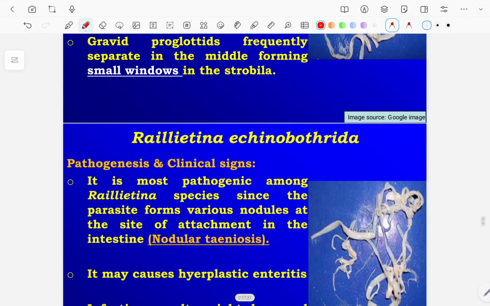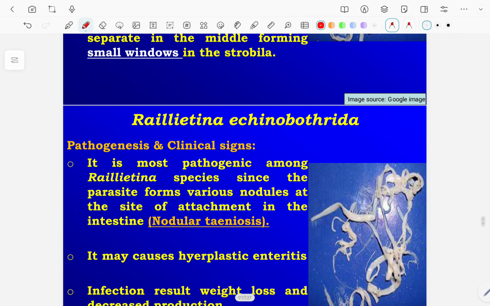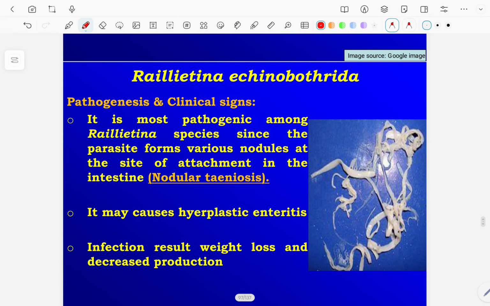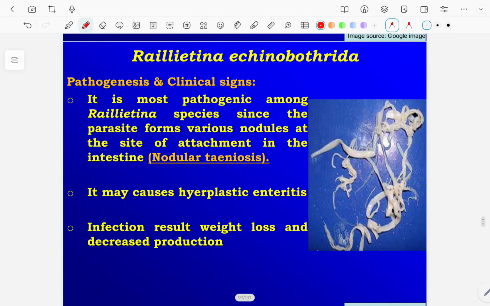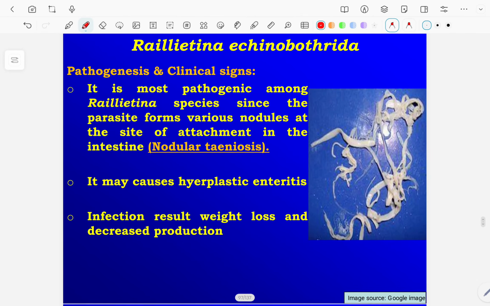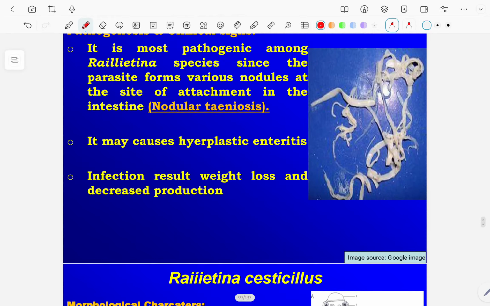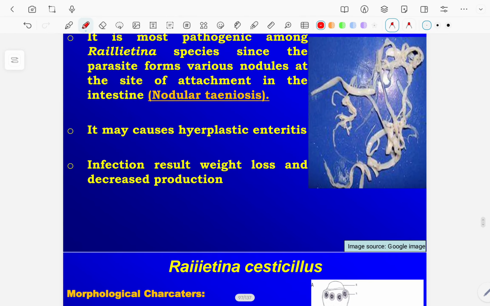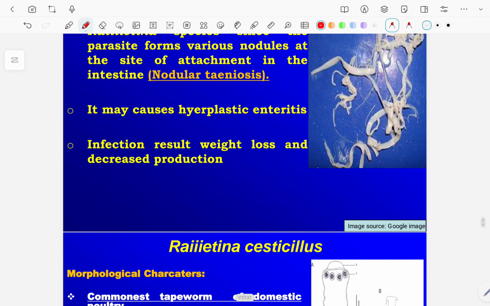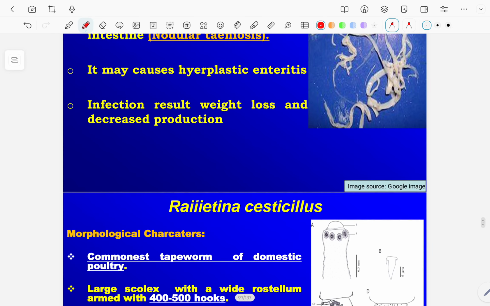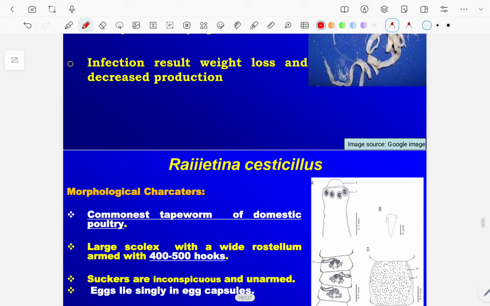Raillietina echinobothrida. Pathogenesis and clinical signs. It is the most pathogenic among Raillietina species since the parasite forms various nodules at the site of attachment in the intestine, causing nodular stenosis. It may cause hyperplastic enteritis. Infection results in weight loss and decreased production.